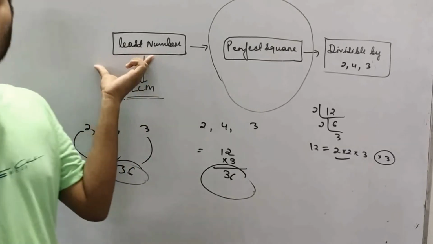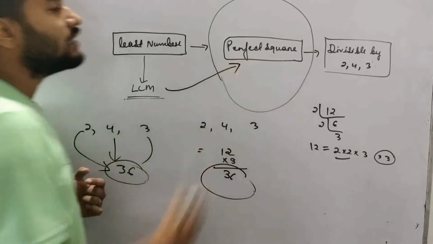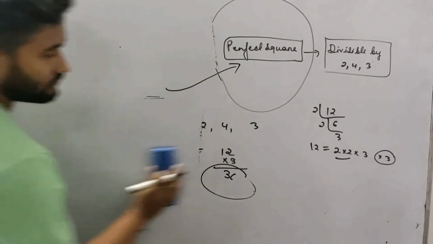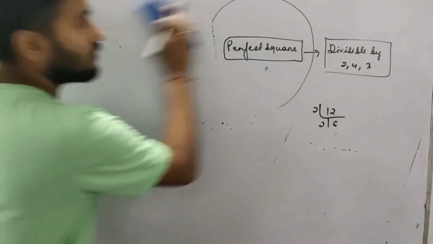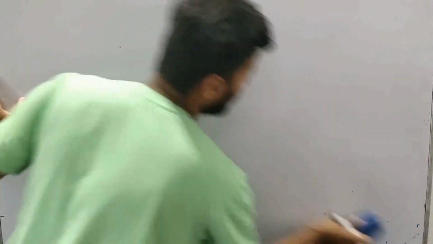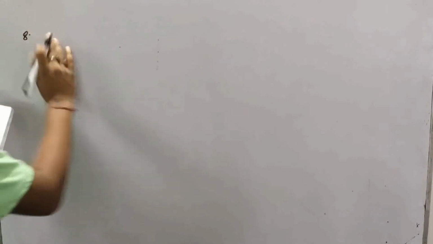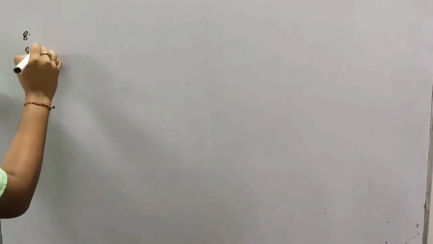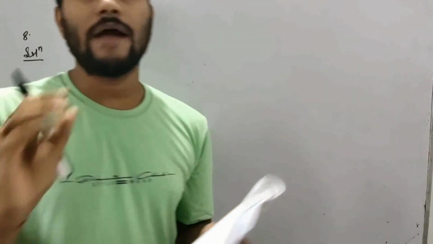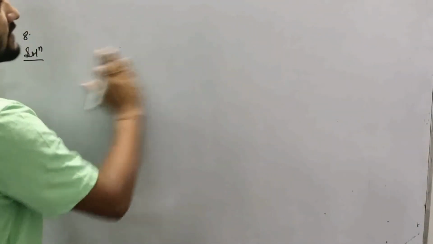At first you need to find the least number. Then this least number you have to make a perfect square. So now let us come to the question. Very important question. So at first find the least number. We have to find the LCM of 8, 9 and 10.